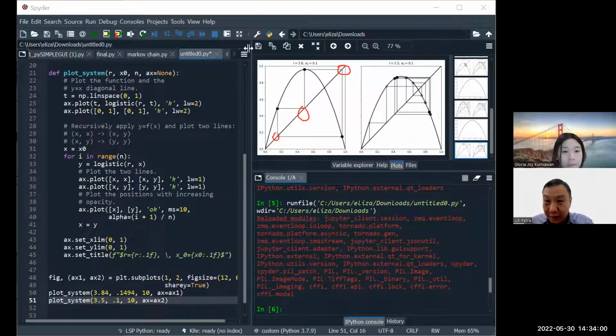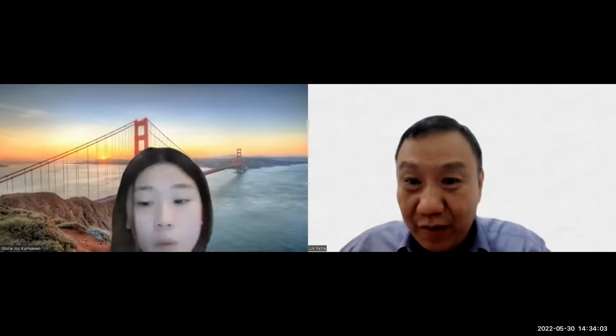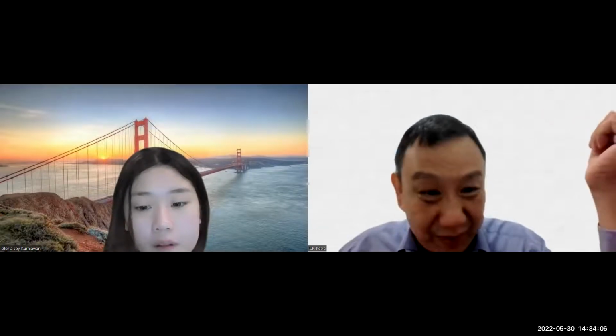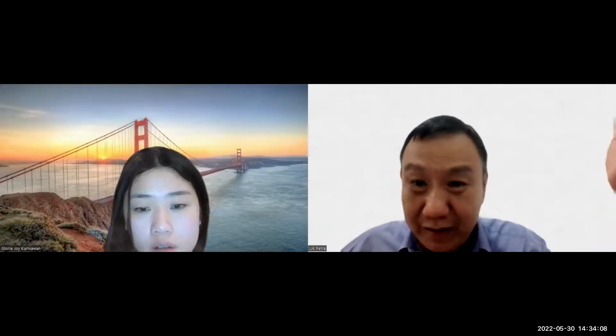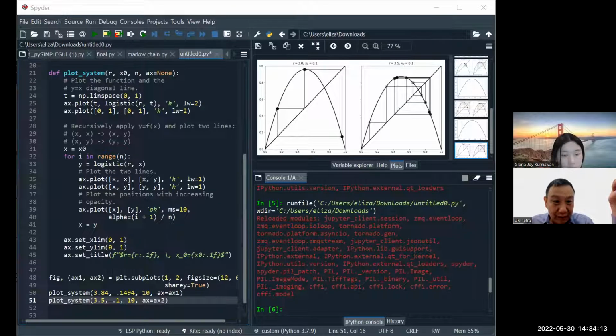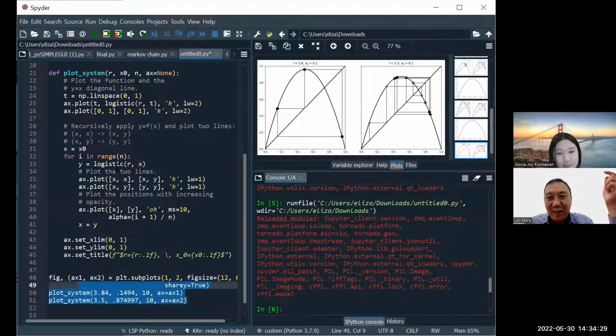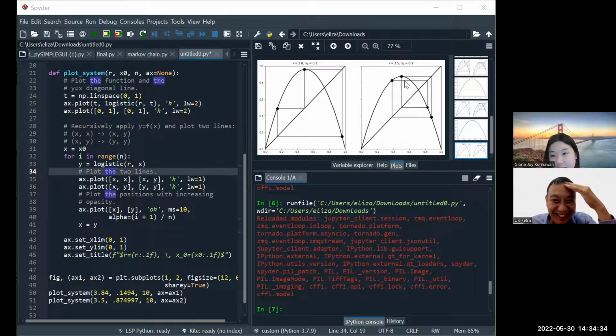Next, you can try 4 cycle if you want. Check my slide, Practice 6. The R is 3.5, and the initial value is 0.874997. Oh, how do you come up with the numbers? I checked it beforehand, one by one, manually. Oh, there you get it, right? 4 cycle.